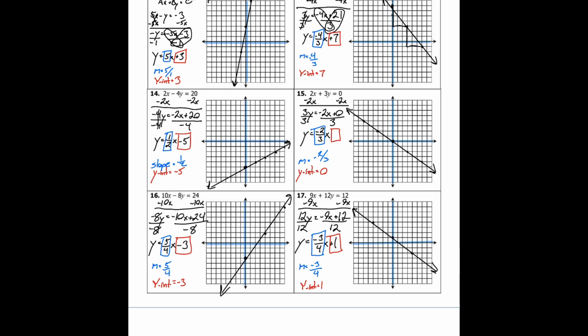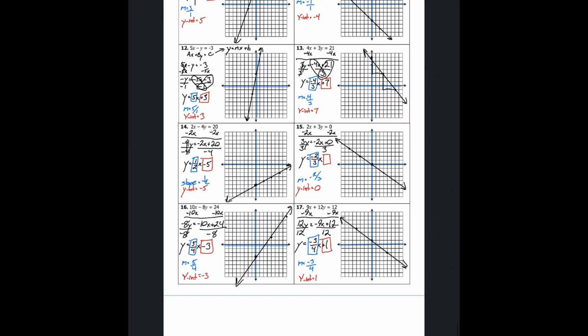So there's a little bit of work to rearrange our equations into the proper form, but once we have it in that slope-intercept form, it should start to become pretty clear to you where our y-intercepts are, what our slope is, and hopefully when you see these types of questions on your tests, you'll feel comfortable and confident being able to do this.